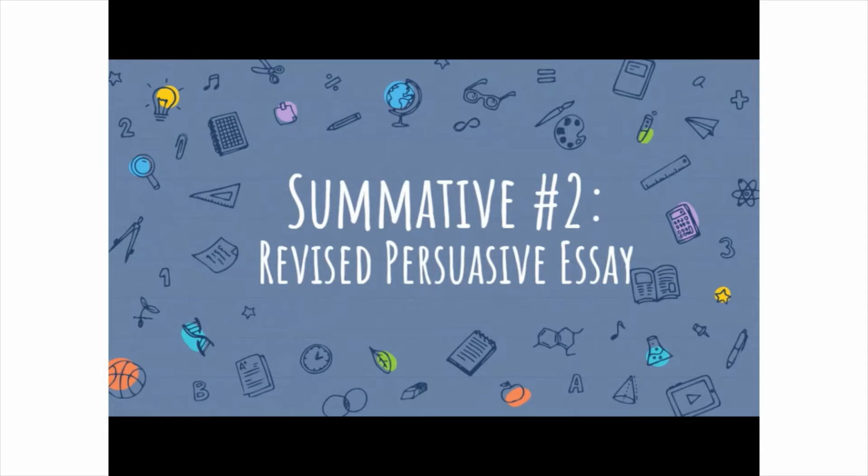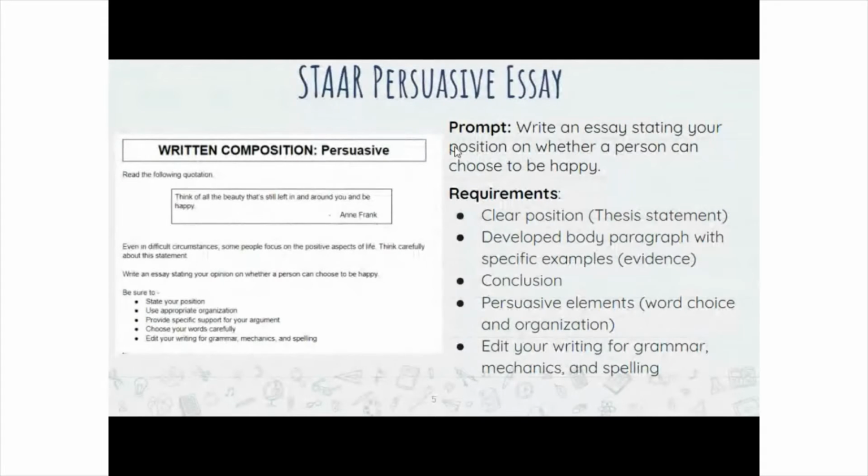Okay, so let's talk about the summative number 2, this revised persuasive essay. So earlier, you wrote an essay about this. Well, most of you did. 1, 2, 3, 4 of you have not submitted it yet. So make sure you turn this essay in if you haven't already. So earlier for the STAR interim, you wrote an essay about this prompt. Okay. And now we're going to revisit it. We're going to revise it. So let's take a look at the prompt again, because it's been a while.